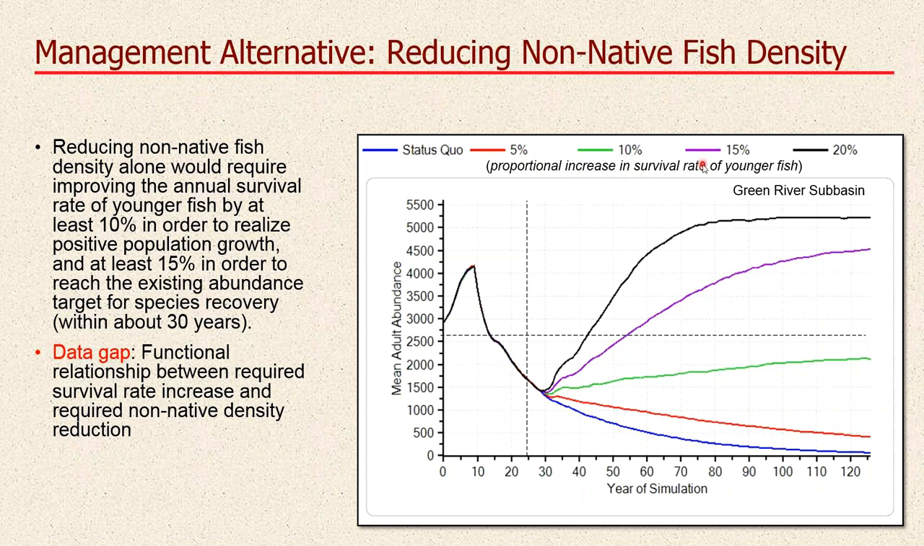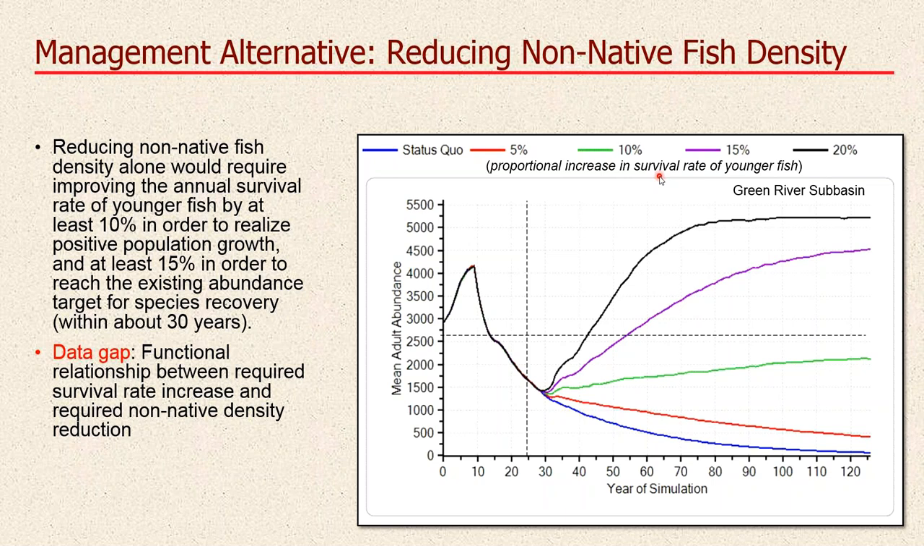And by further increasing that to a 15% proportional increase, you start seeing the achievement of population recovery, which in this context was defined as a particular abundance of fish. Now, the real problem here was that I can reflect back to the managers how much proportional survival increase is necessary, but the real challenge is translating that into insight into the number of non-native fish to remove from the system.